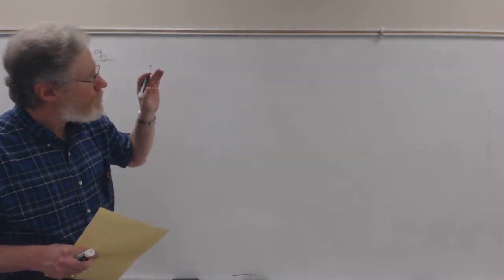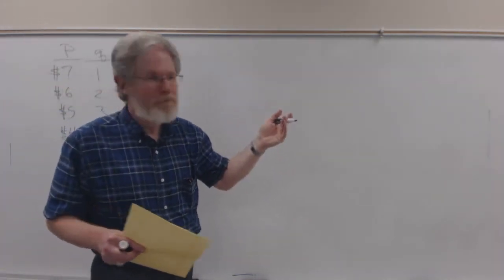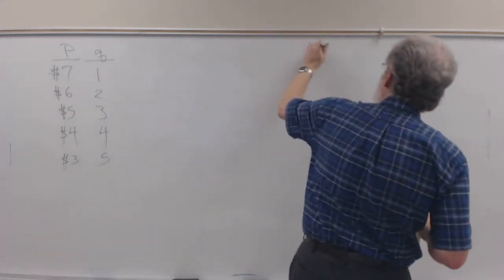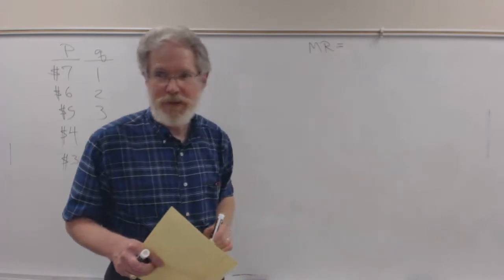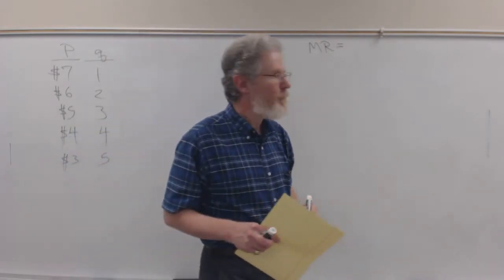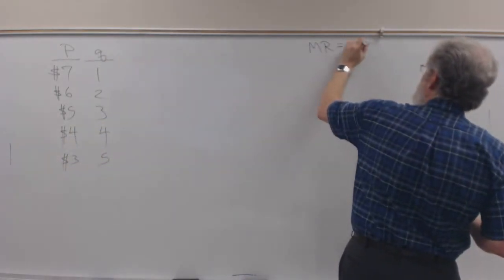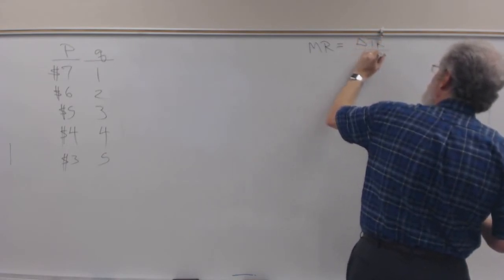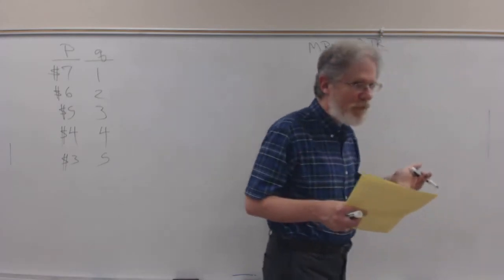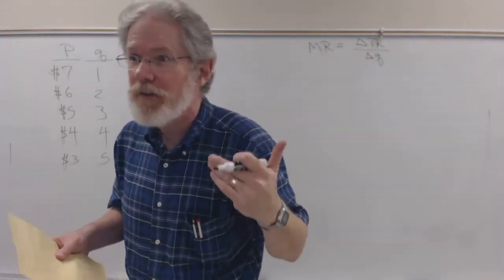How do we find the firm's marginal revenue curve? Or column. What's marginal revenue defined as? Change in total revenue. Yes, exactly. Change in total revenue over the change in quantity. It's the extra revenue the firm gets from selling an extra unit.